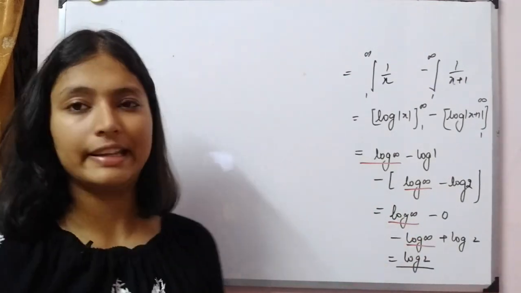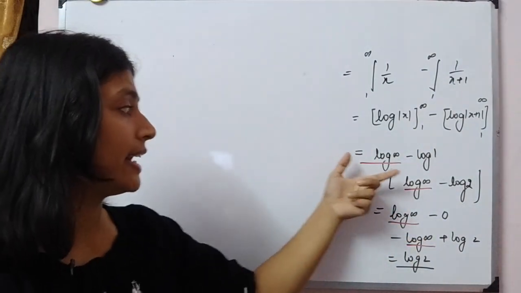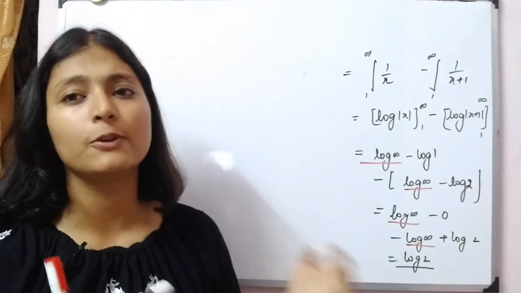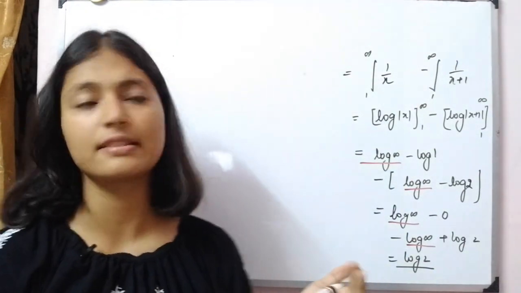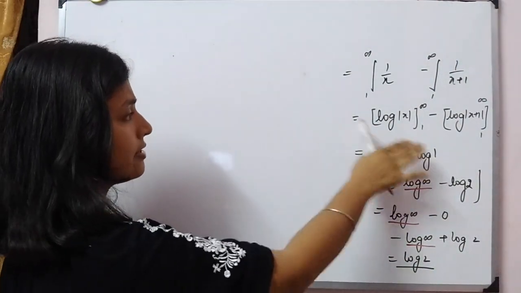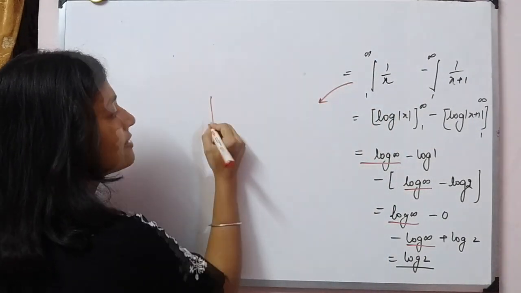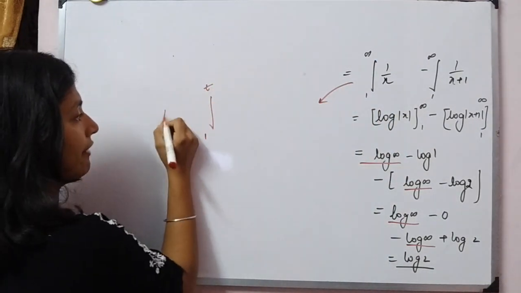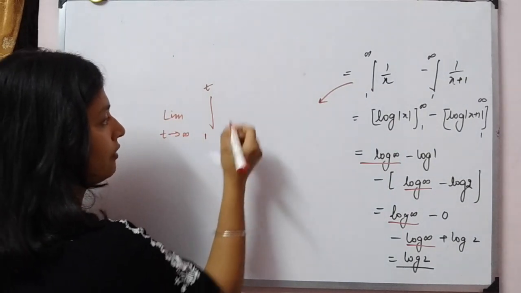Now log infinity is infinity, and clearly we cannot use it this way directly, so we obviously use limits over here. I have just written it directly to cut short the lengthy process, but I hope it's clear to you that this is not the way to write it. What we do over here is, from here we can write it as 1 to t, where limit t goes to infinity, and then solve it.